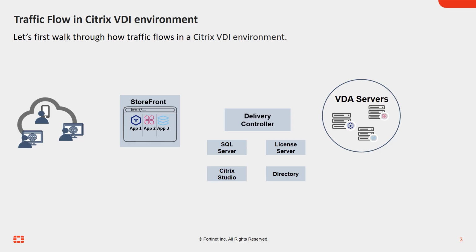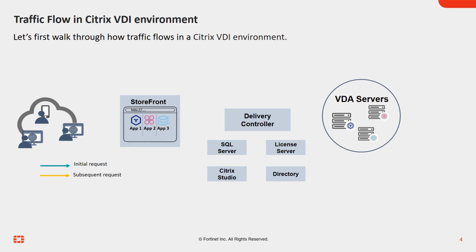The core components in a Citrix VDI setup include StoreFront. This is the user-facing web portal. It's where users log in and select the applications or desktops they want to launch. Delivery controller. Think of this as the traffic controller. It authenticates users, checks resource availability, and decides which virtual desktop or app to assign. VDA servers. These are the actual virtual machines running the desktops or applications. This is where the user sessions ultimately connect to.